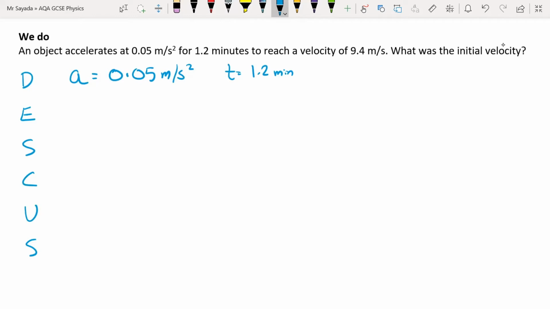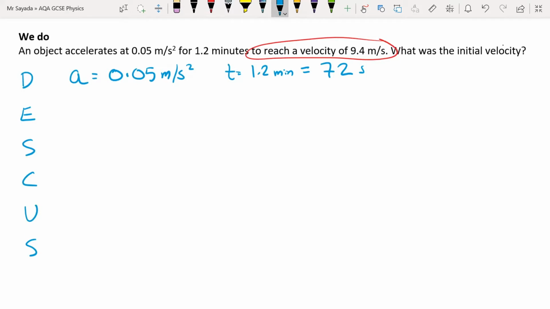How did you go from minutes to seconds? Hopefully you said you times by 60, so that's 72 seconds. Now, hopefully you've also just ignored this final velocity for now. That would be a good thing to do. Just ignore that for now. We're just going to use the equation to find the change in velocity first.